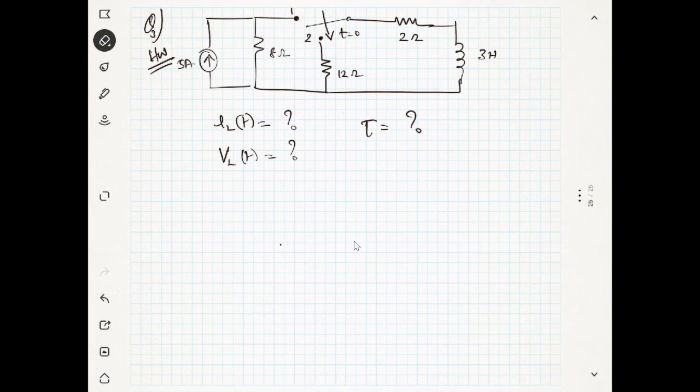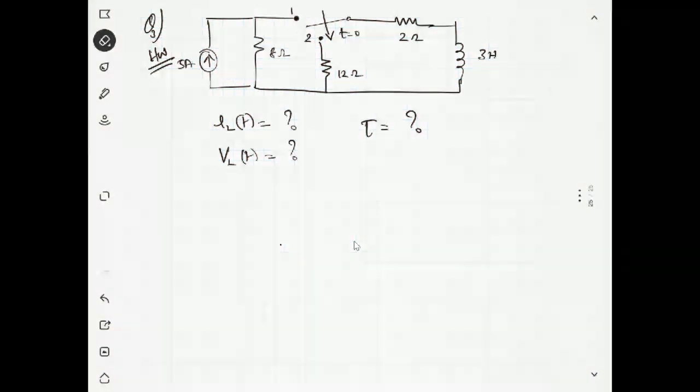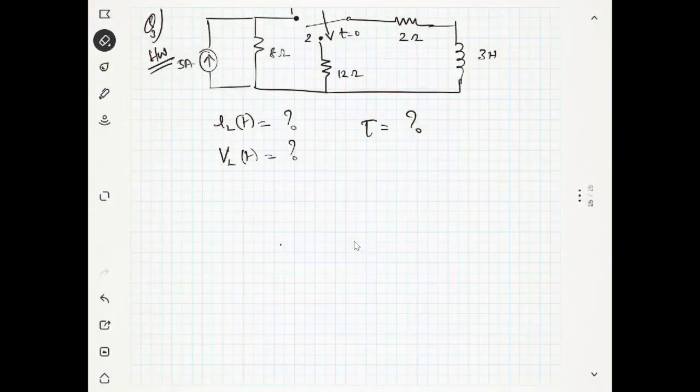First of all, connect the switch to position 1. After that, find the steady state current through the inductor. That will be IL of 0 minus. After that, you will find IL of 0 plus. It will be the same value. Then move the switch to position 2 and calculate the response. I hope it is clear to you, right? Yes, doctor, clear.